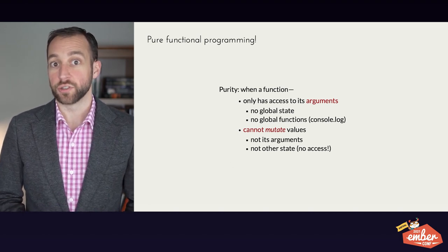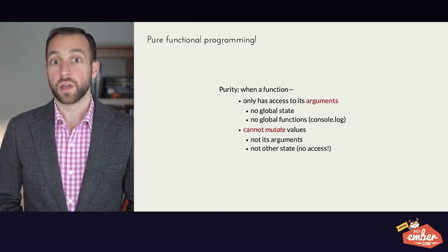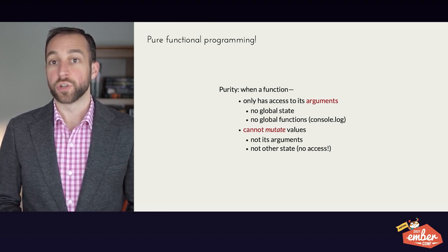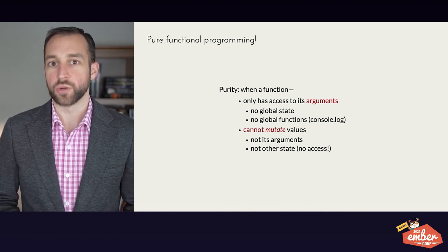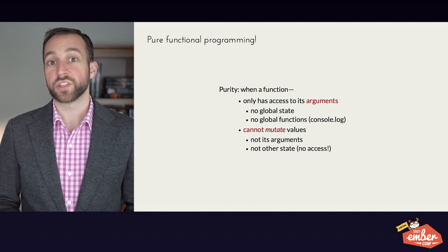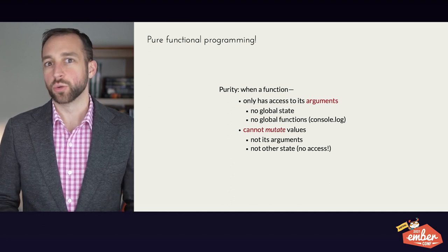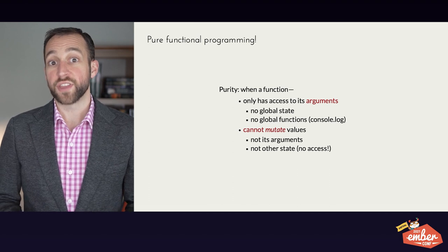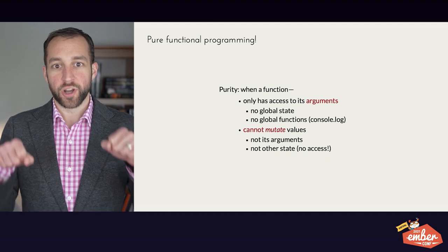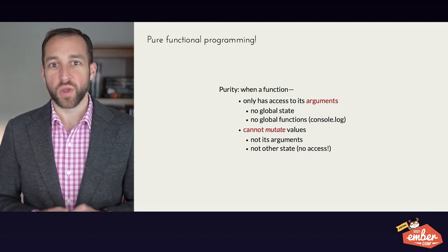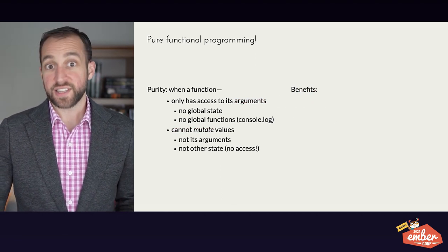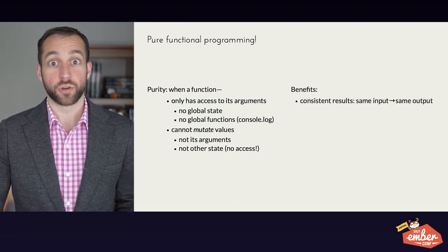To produce a new result, we may need to make a copy and then hand back that copy with the transformation applied. And of course, we don't have access to global state, so we can't mutate that. But also, we can't mutate anything. This gives us purity in the sense of a chemical solution, where we want to control the outcome, so we carefully control the ingredients that can go in. We want to pour in exactly and only the things we want and not mix it with anything else out there in the world. And that's the same kind of benefit we get from pure functional programming.